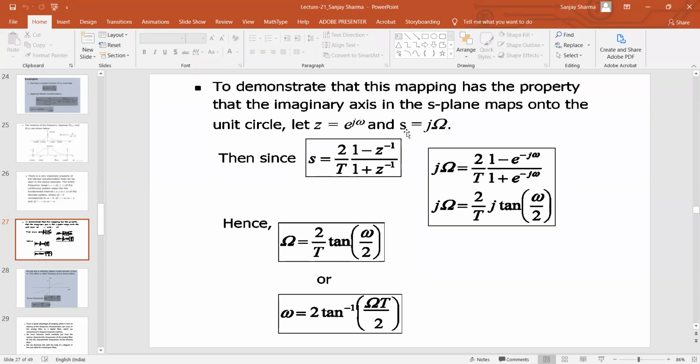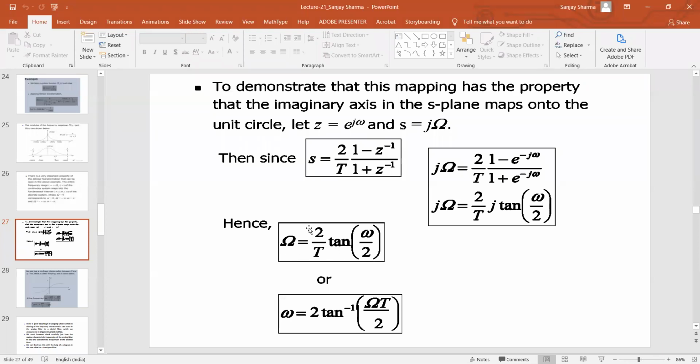So in the analog domain for s, I will put j capital omega. For z, I will put e to the power j omega. So that's what I do here: I put the value of s to be j omega, and the value of z to be e to the power minus j omega, and I get this formula. This is j capital omega equal to 2 by T j tangent of small omega, which is the digital frequency, by 2. Or the analog frequency capital omega is equal to 2 by T tangent of small omega by 2.